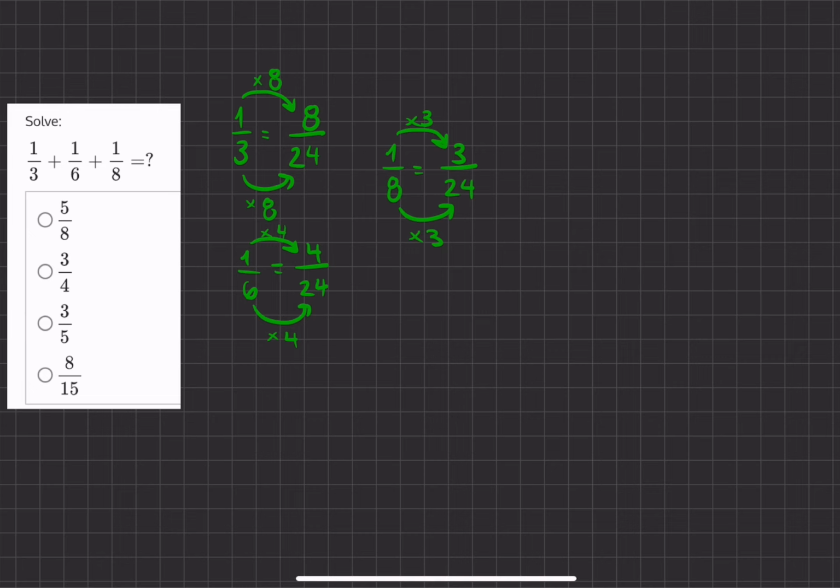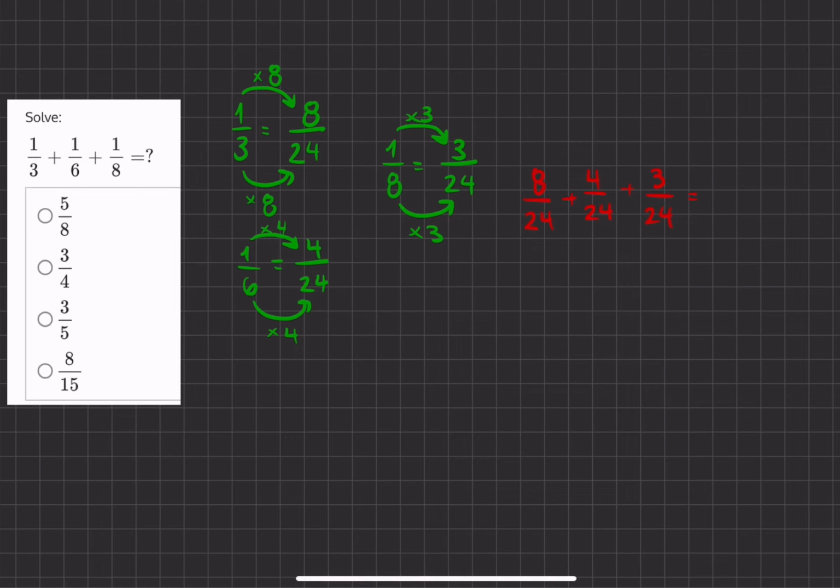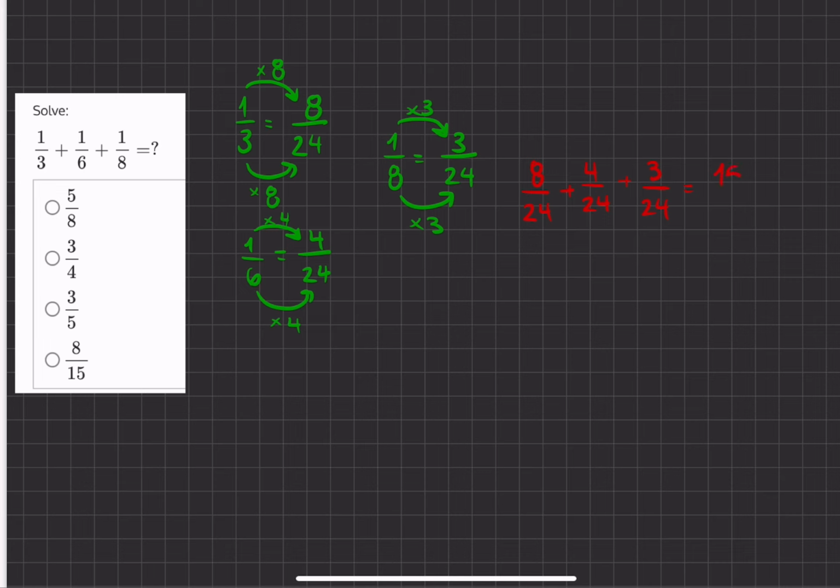Now we are ready to add all of our fractions together. We have 8 over 24 plus 4 over 24 plus 3 over 24. Now it's just simple addition. 8 plus 4 plus 3 will give us 15 over 24.